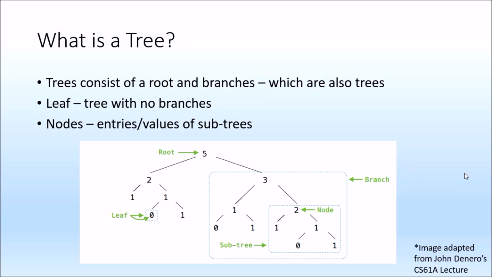Now, there's some terminology associated with trees. For one, there's a leaf. So a leaf is shown right here. Basically, a leaf is a tree with no branches. They're basically the end of a tree, or a branch of a tree. Then there's also these nodes. We refer to nodes as the entries or values of the subtrees. So like right here, we have a subtree. The node of that is 2. And this encapsulation right here is something that represents a branch of a tree. Here's another branch right there.